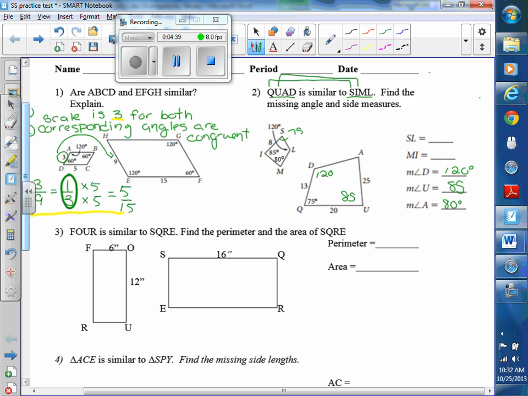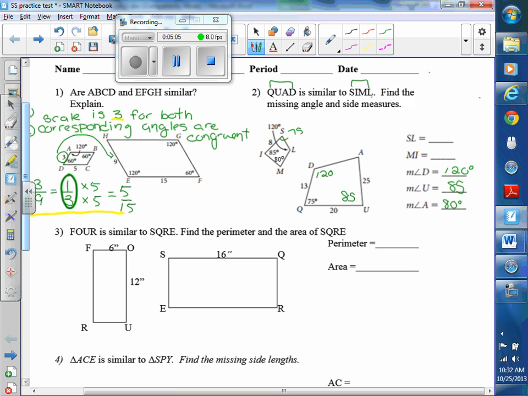Okay. So the next thing is to find SL. So I'm going to just kind of clear this off. SL is going to be the same side length as QD. I mean, corresponding to QD. You get how to read this now? Yeah. Okay, so when we look, we have some choices here.